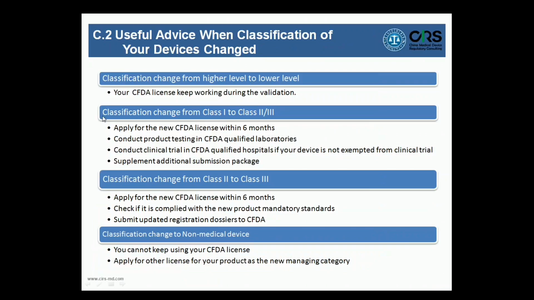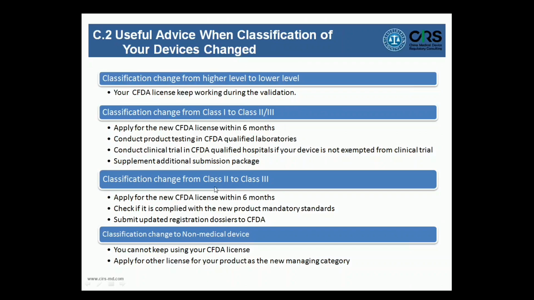And if your classification changes from class 1 to class 2 or class 3, then it is difficult. First, apply for the new license within 6 months. Then you should conduct product testing in CFDA qualified labs. And then you may also conduct clinical trials in CFDA qualified hospitals. And last, supplement the additional submission package to CFDA. So the change from class 1 to class 2 or 3 is the most difficult.